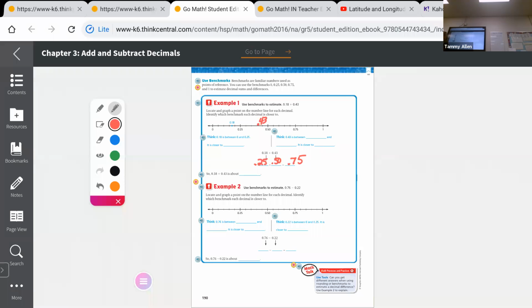Otherwise, we would have had 0 plus 0 is 0. Is that real helpful on an estimate? Not at all. Okay. All right. So 18 hundredths plus 43 hundredths is about 75 hundredths by using the benchmark. Okay.